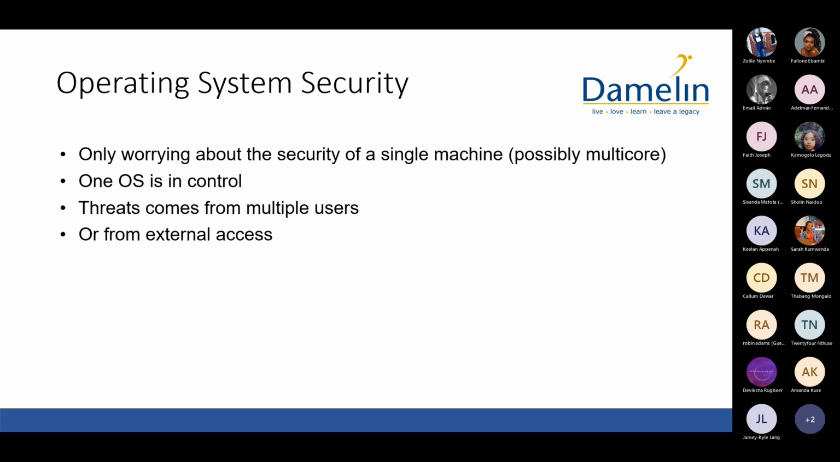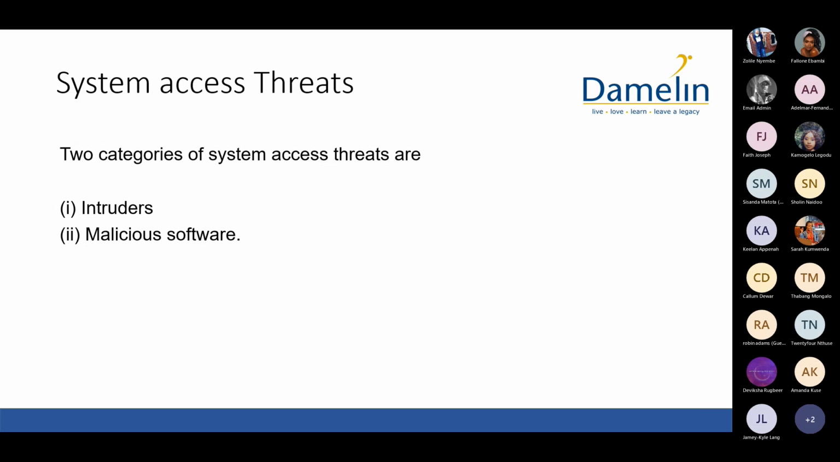Okay, so then we say that we can categorize our threats into two main categories: intruders, or actions done by people, humans, and then we have malicious software. Okay, so it's threats in the form of software.